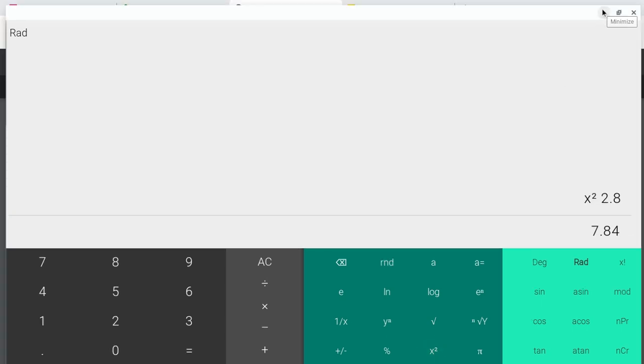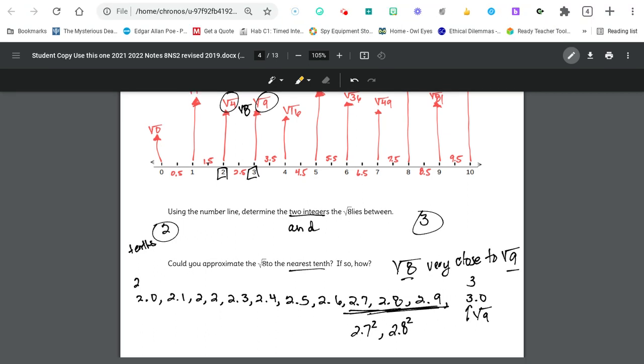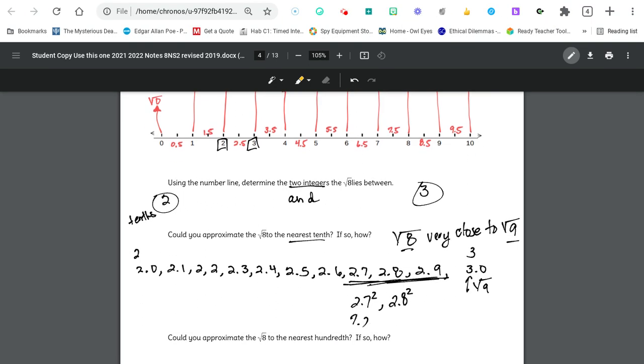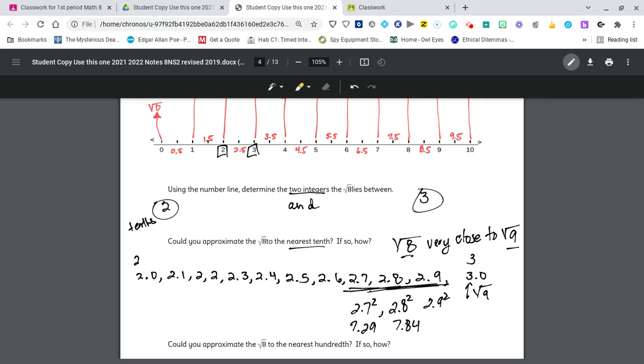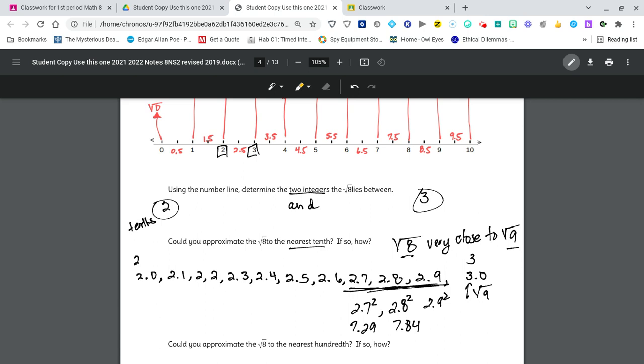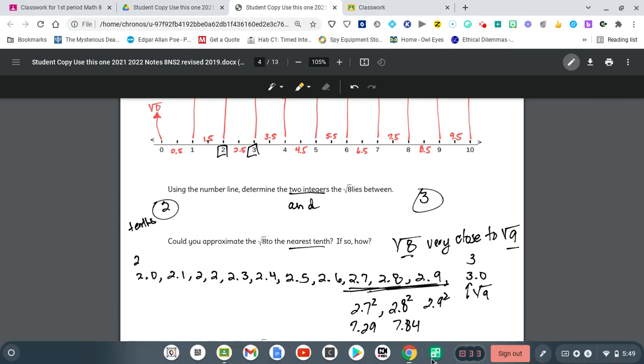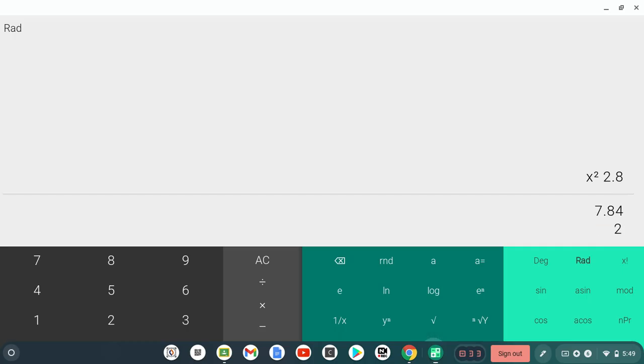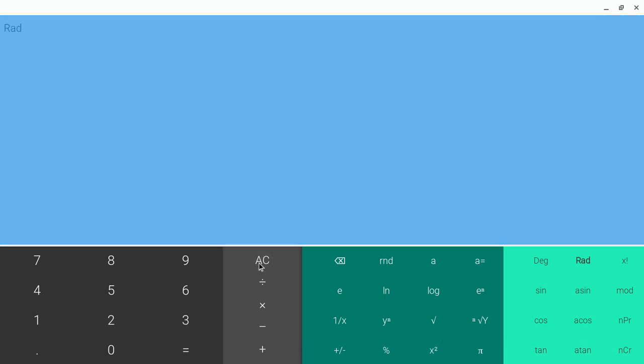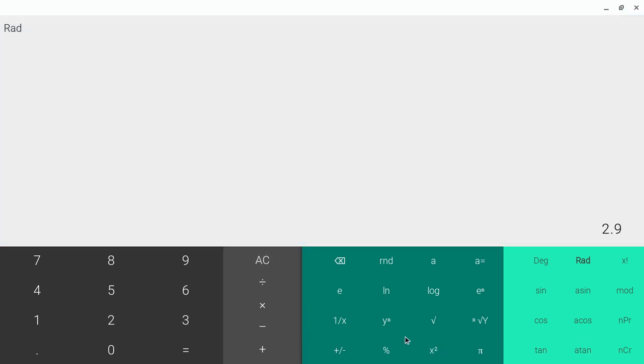Let me write these down before I forget. 7 and 29 hundredths. 7 and 84 hundredths. Let's try 2 and 9/10 and see if we can get closer. Because right now, 7 and 84 hundredths compared to 8, if you look at it in terms of money, is like being 16 cents away from 8. All right, so let's try 2 and 9/10. We're looking at 8 and 41 hundredths.